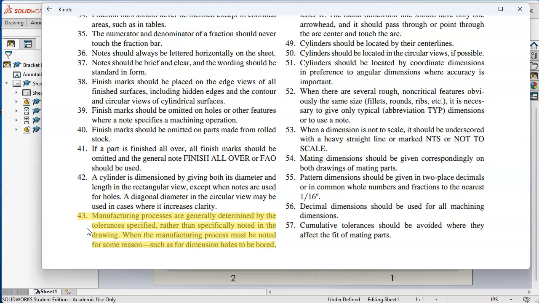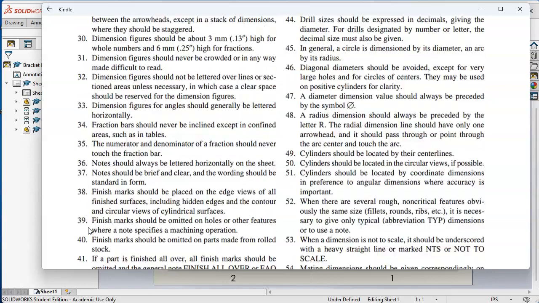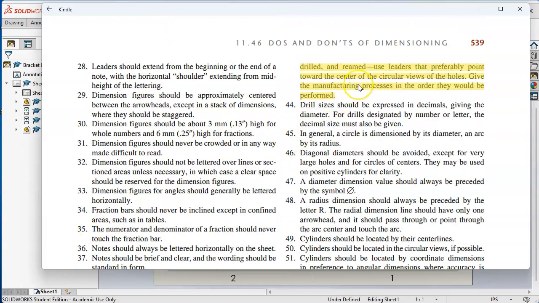If you need a specific process or the process has been engineered into the part, then you want to give the processes in the order that they would be performed. Otherwise, it's up to the machinist. They know what tools they have. They know what processes they can perform to hold your tolerances. You do your job, you let them do their job.